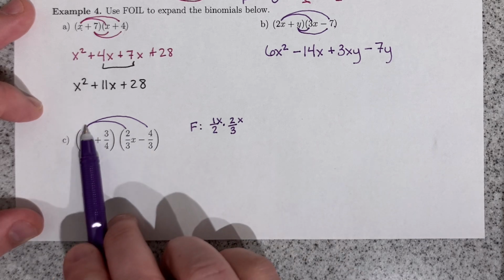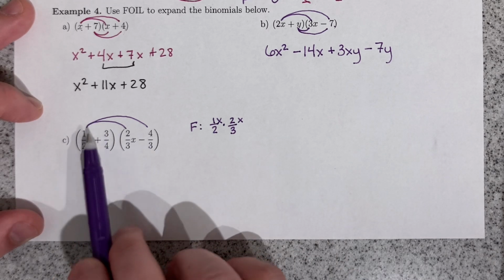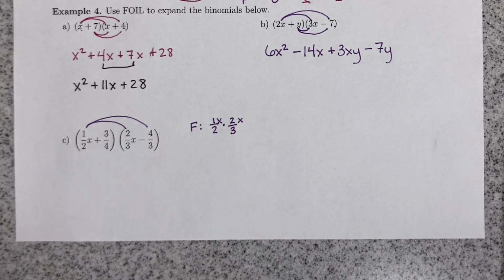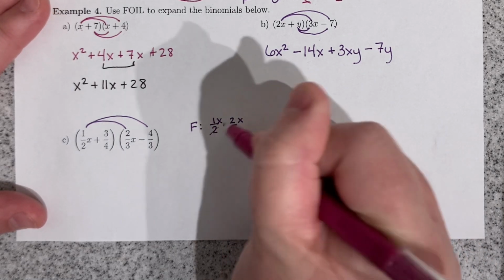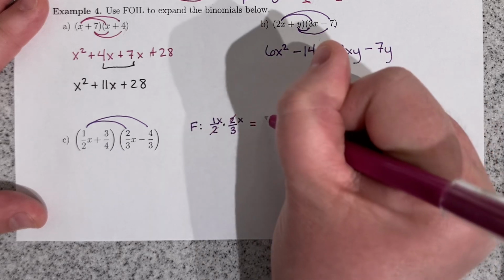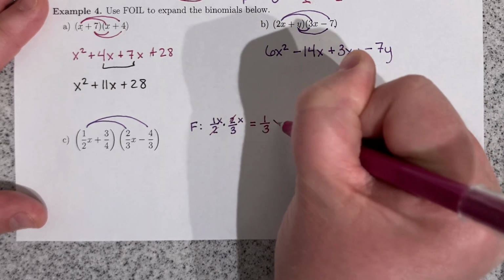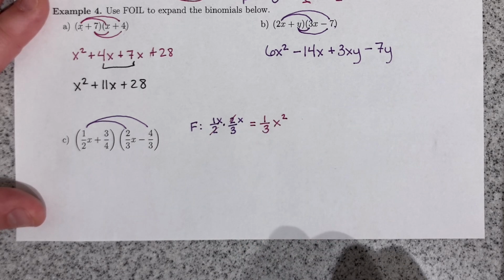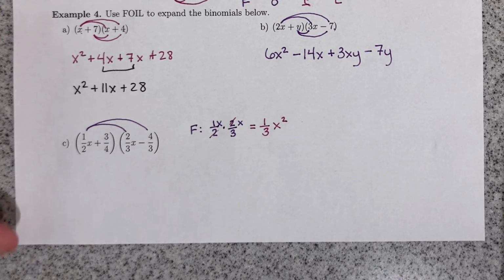All right, so first is 1/2 x times 2/3 x. Does anything cancel? When dealing with fractions, especially with multiplication, we want to see, can I cancel anything? Oh yeah, the 2's just cancel. So I get 1/3, and then x times x makes x squared. That's not so bad, hopefully.